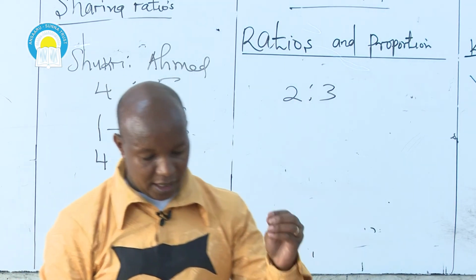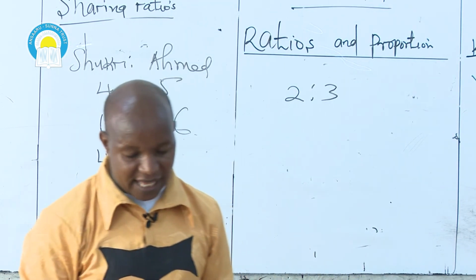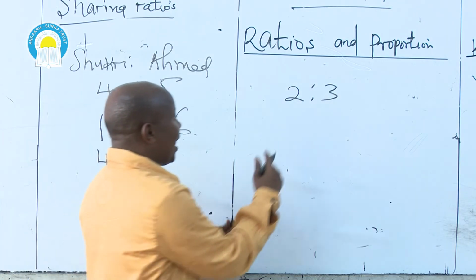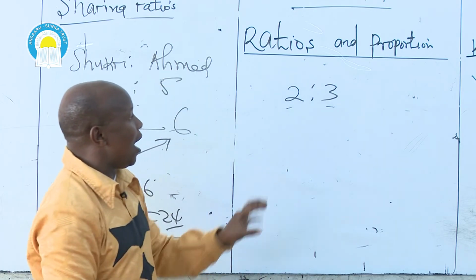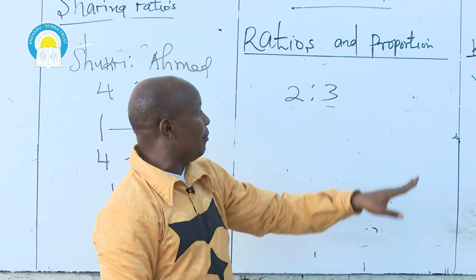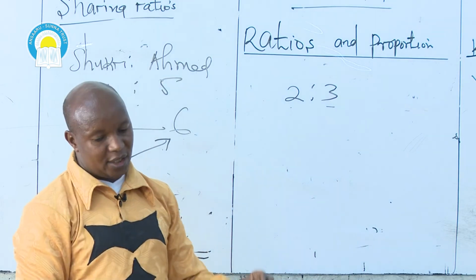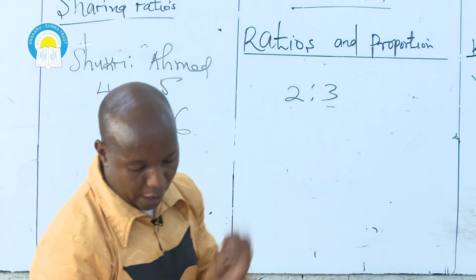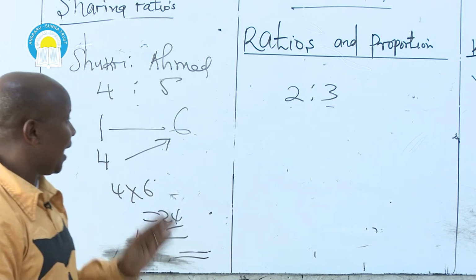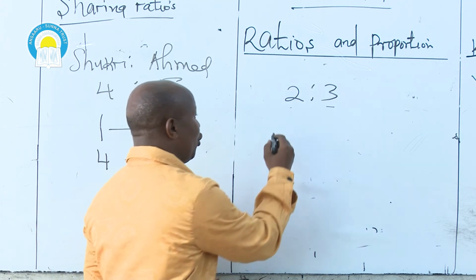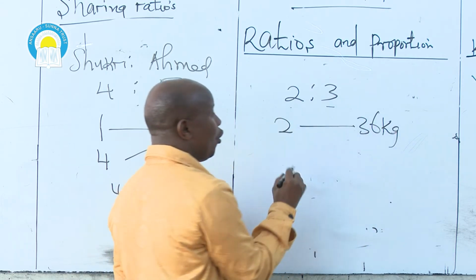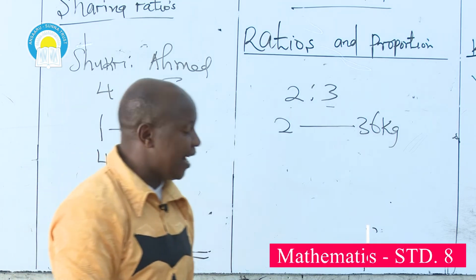Now, if the lighter boy weighs 36 kilograms, who is the lighter boy now? When you look at 2:3, that means 2 represents the lighter one and the other boy is 3. So we are told if the lighter one weighs 36 kilograms, what's the difference of their weights? The lighter one is 2. So 2 now weighs 36 kilograms. That means 2 is equivalent to 36 kilograms.